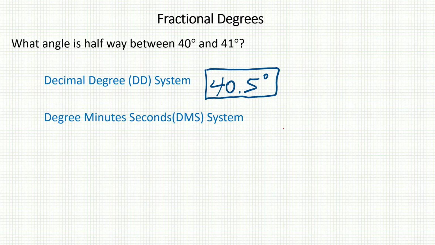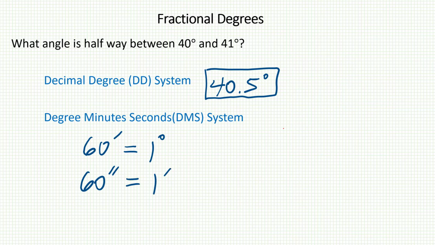There is another system, though, that comes up from time to time. It's called the degree minutes seconds system. And this way of handling fractional degrees takes 1 degree and breaks it down into smaller pieces called minutes and seconds. Specifically, there are 60 minutes, that's the symbol for minutes, in 1 degree. And then if you want to break it down further, there are 60 seconds, is how we write that, in 1 minute.